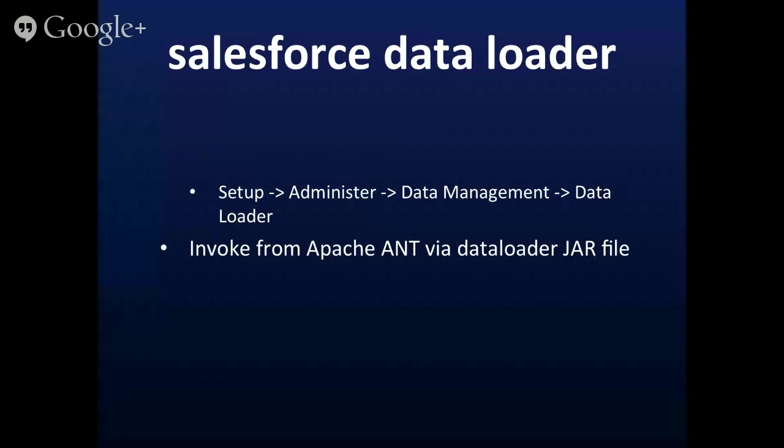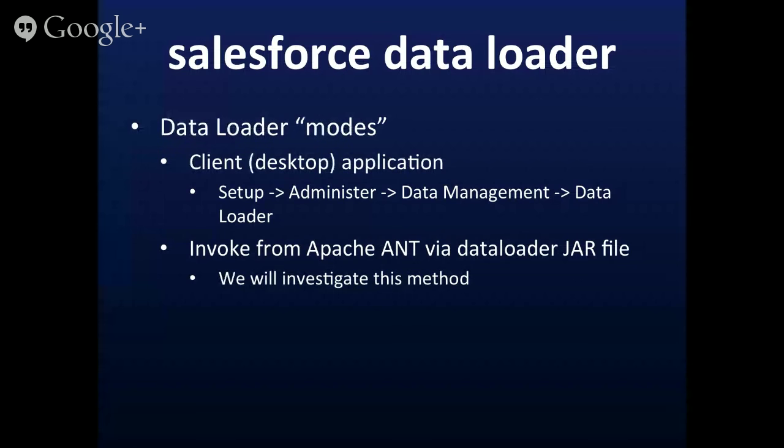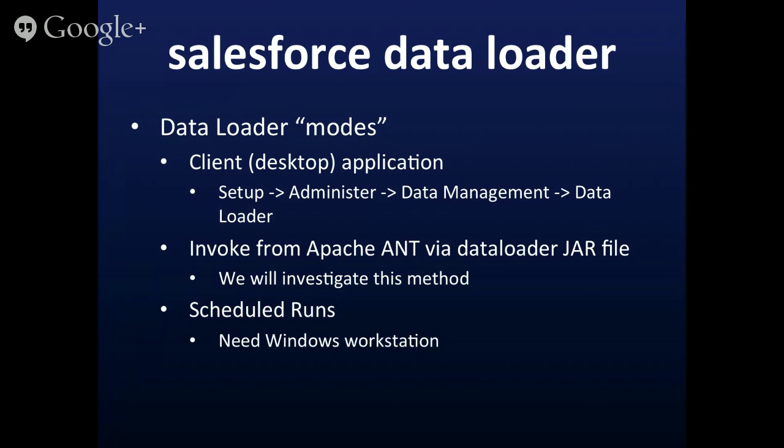The other way we can do it, and this is the method we're going to talk about tonight, is invoking it from Apache Ant using the data loader jar file. So data loader is a Java application. It's got some libraries, one of which is a jar file that contains the internals of it. And that's the method we're going to take a look at in a lot of detail tonight. You can also schedule runs of the data loader. If you have a Windows workstation, you can set it up to use the Windows task scheduler, and you set up your configuration pretty similar to how you do the Ant approach.